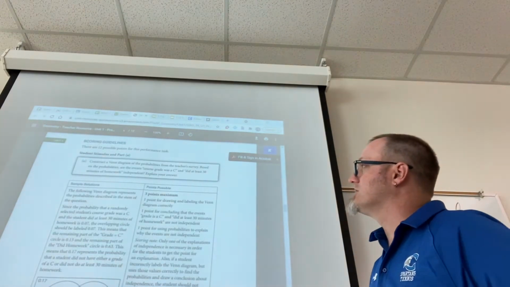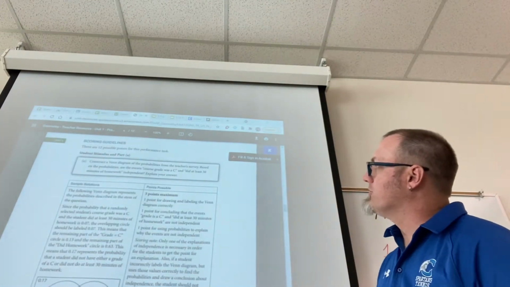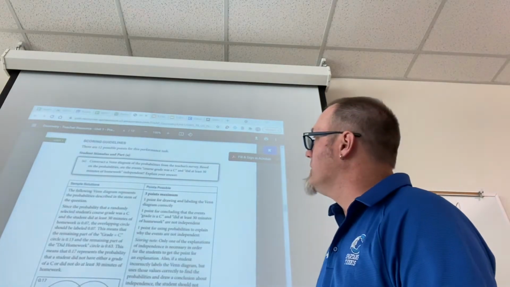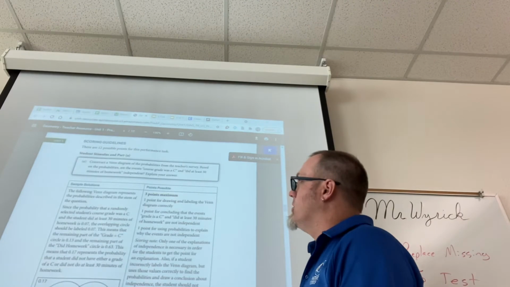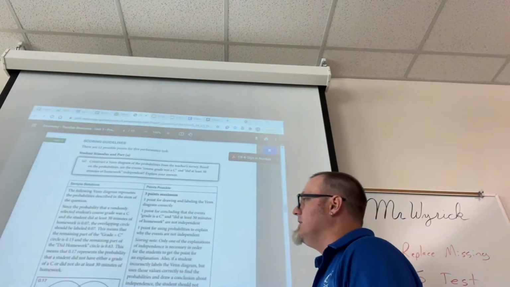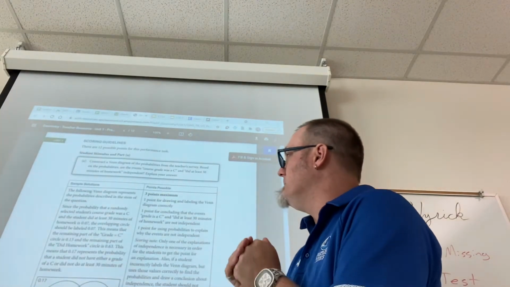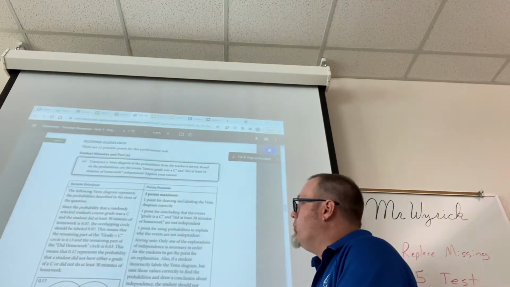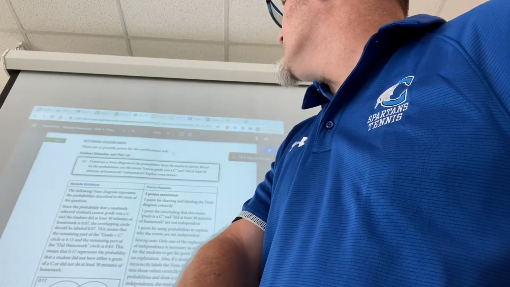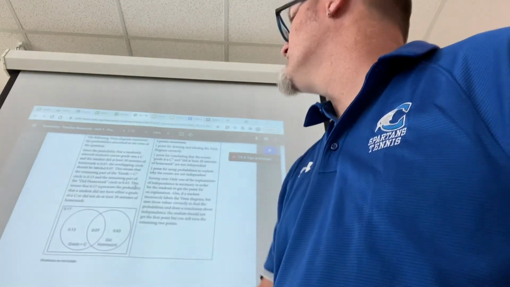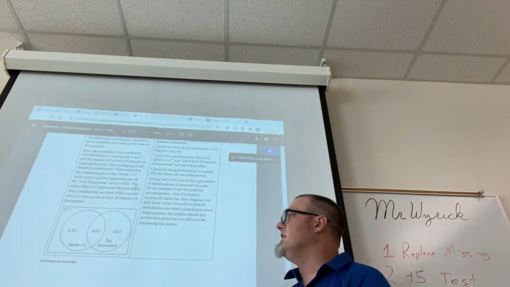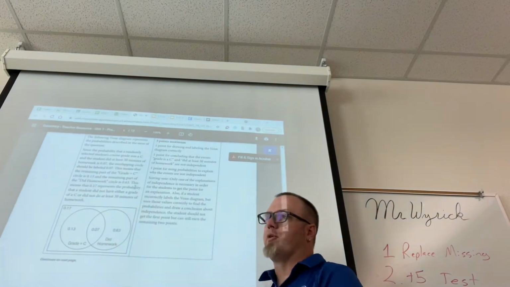Letter A, construct a Venn diagram of the probabilities from the teacher's survey. Based on the probabilities, are the events, course grade was a C, and did at least 30 minutes of homework, independent? Explain your answer. 3 points max. 1 point for drawing and labeling the Venn diagram correctly. If you look up here, this was all you had to do: a grade of C and did the 30 minutes of homework.